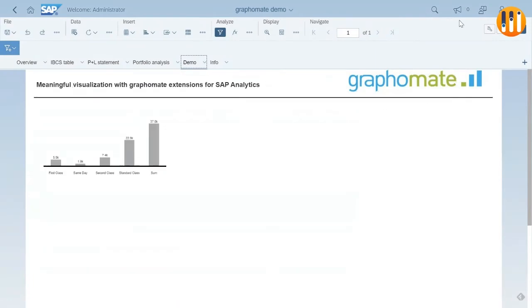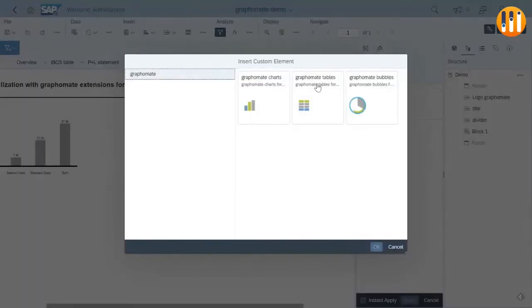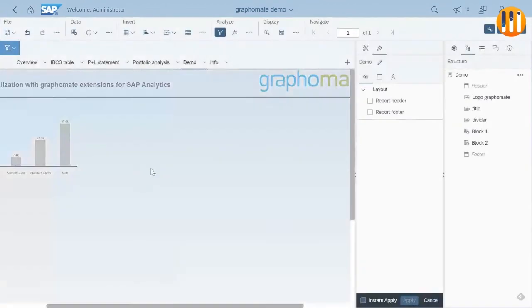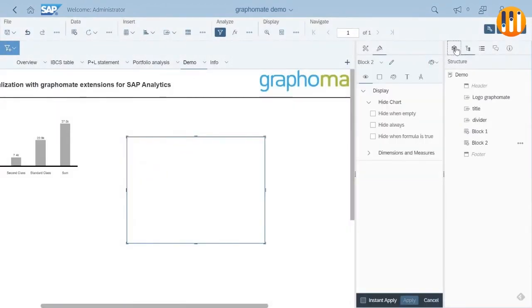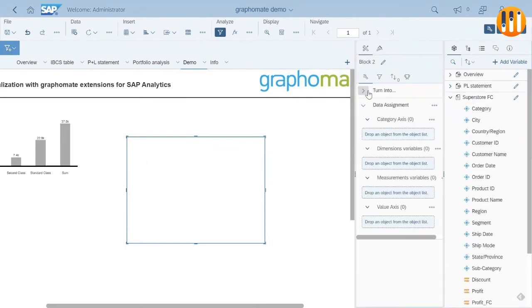Yes. So let me show you just how easy it is to insert a Graphomate extension. You just go over here to insert. You need to save it on your server and connect it with a custom URL, and then you can use a custom element. You have 3 possibilities. I'm going to take the charts. I need to insert them, and then I'm going to move over here. I have some data, and then I can just connect the data.